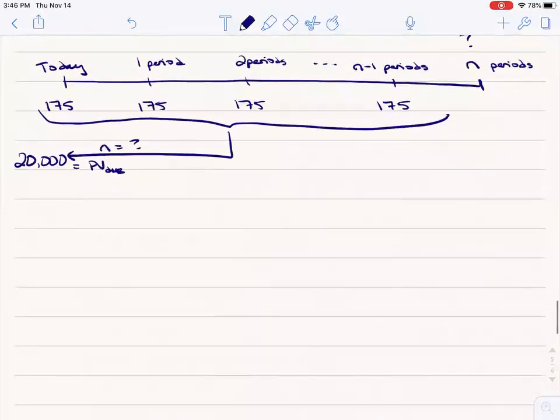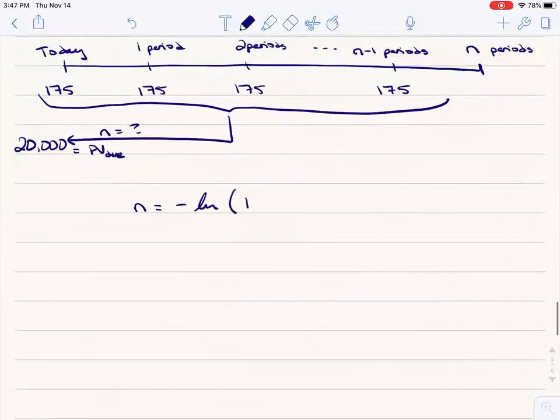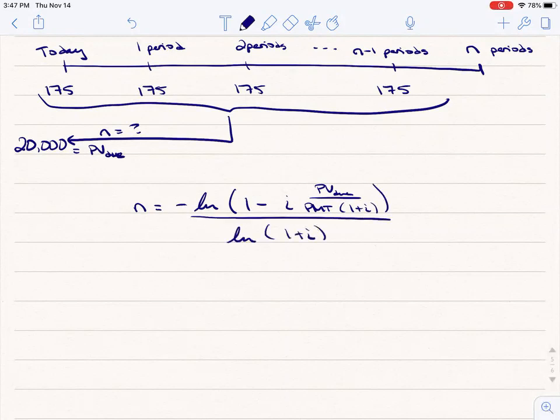So now we know that N is the negative natural log of 1 minus I times present value due over the PMT times 1 plus I, and then divided by the natural log of 1 plus I. I'm trying really hard not to say log for ln, but sometimes I might slip up.